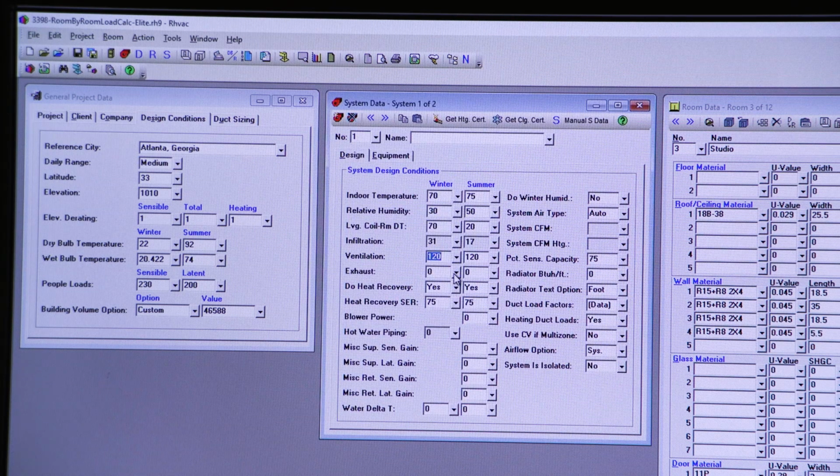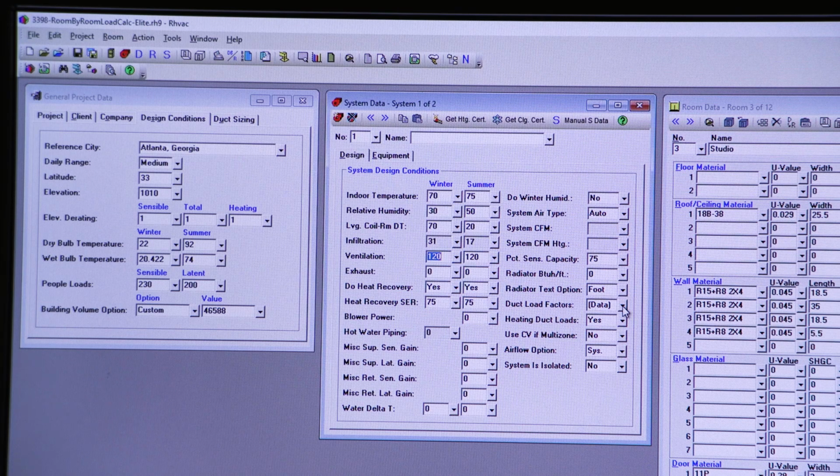Exhaust, do not put all of the bath exhaust in there, or say, oh, I'm going to run my 50 CFM bath fan. They assume that if you're going to put something in here, it's going to run 24 hours a day. Don't do that. Heat recovery, yes. If you're using a heat recovery ventilator or an energy recovery ventilator, it's going to be yes. The heat recovery efficiency you're going to put in as well. And then you're going to ignore all the rest of this except for maybe the duct load factors.